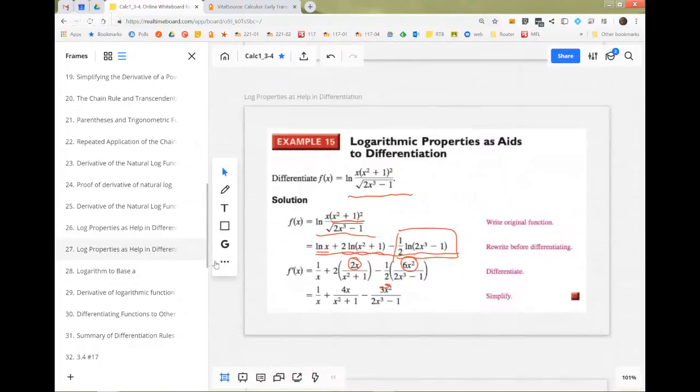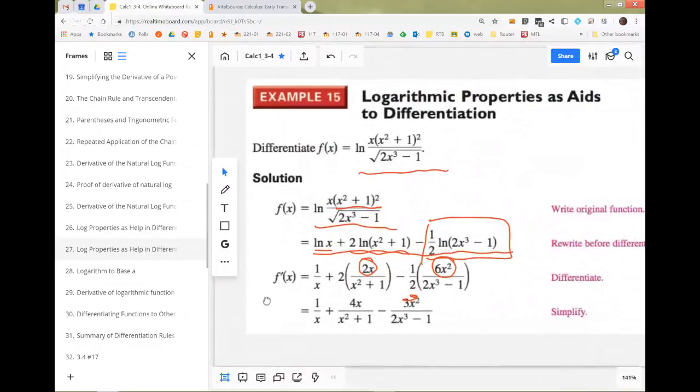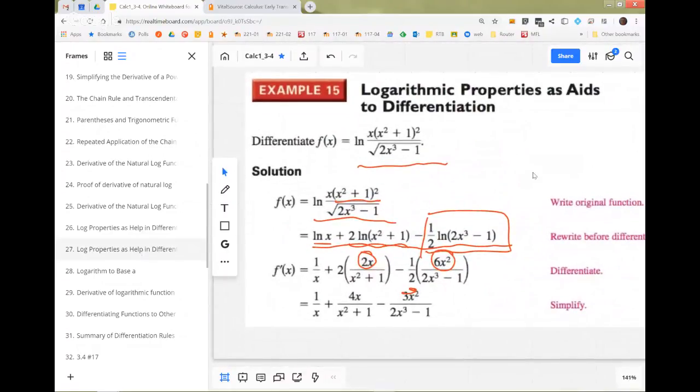Here's another example of log laws helping us out. We've got this rather messy fraction, the natural log of x times the quantity x squared plus 1 squared, divided by the square root of 2x cubed minus 1. Well, what do the log laws say about that? If we're taking the natural log of that, first of all, we got a power here. That's the power times the natural log of the base. And when we have a product, that's the sum of the natural logs. And when you have a quotient, dividing, that's just subtract.